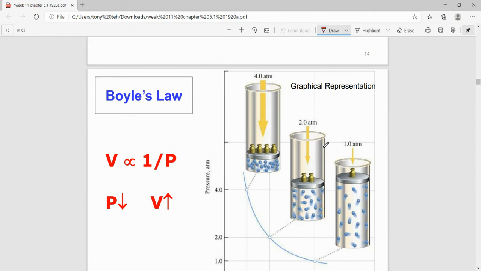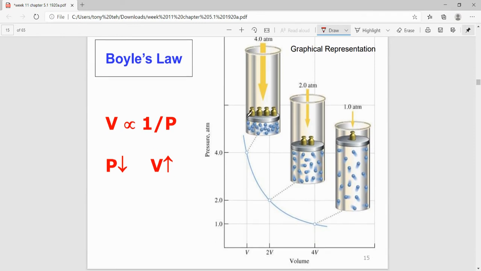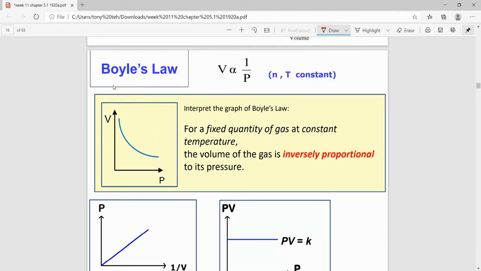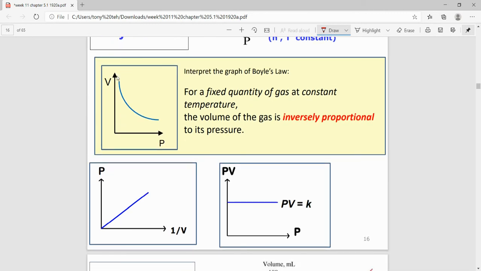Now we are going to look at the graphs. Just now we have learned that volume is inversely proportional to pressure, so you are going to get a curve. This is for Boyle's law. You can plot a graph according to your variables. For example, if you want a straight, linear graph that passes through the origin, then use P versus 1/V.